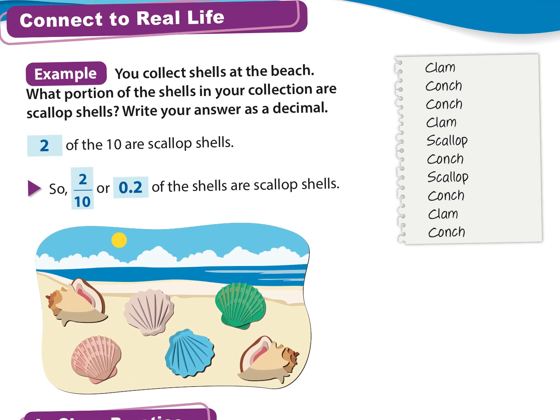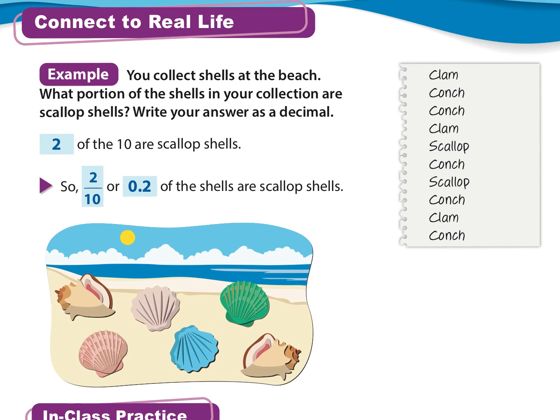Okay, so let's look at our list. That's a little bit more helpful. Okay, so you'll look over here and you can see that you have 1, 2 scallop shells out of how many total? 10. It's already completed this example for us, but it's showing us that I can show the 2/10. I'm getting data, and I can put that data in the form of a fraction or a decimal.